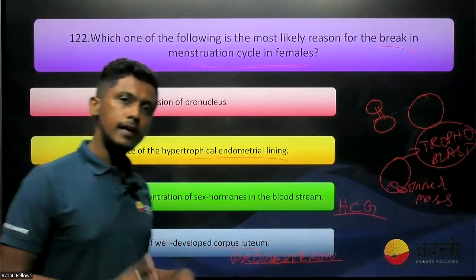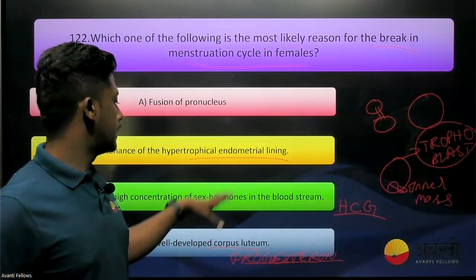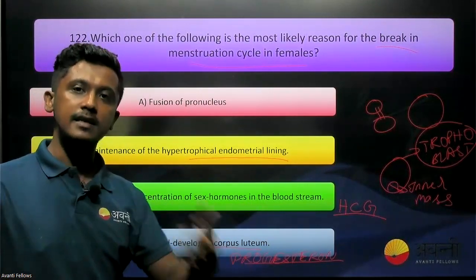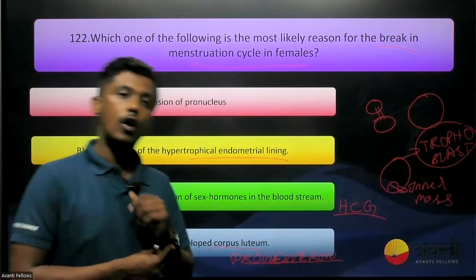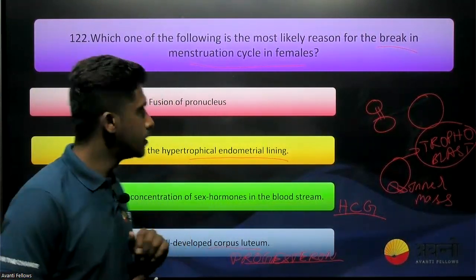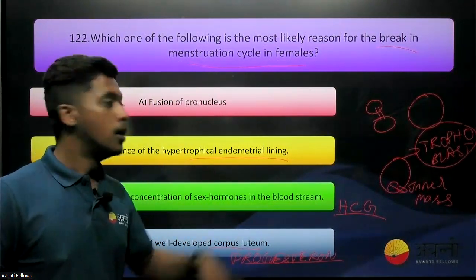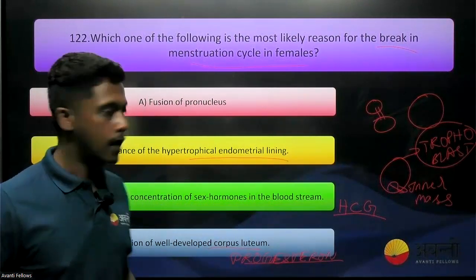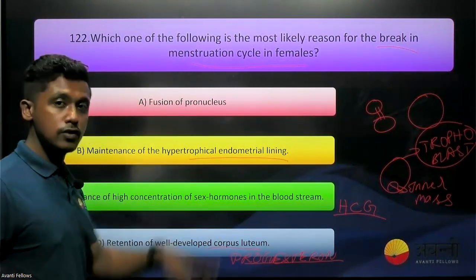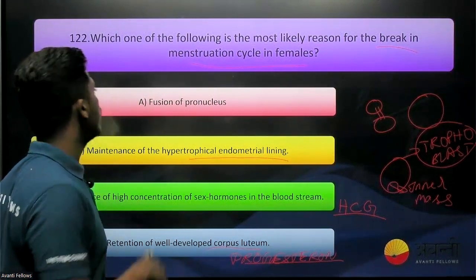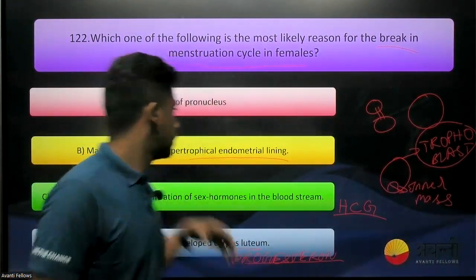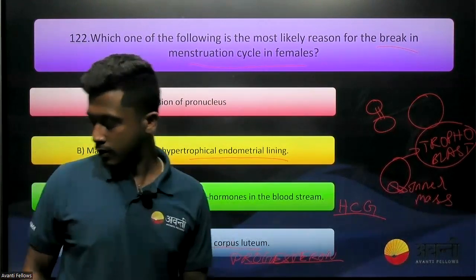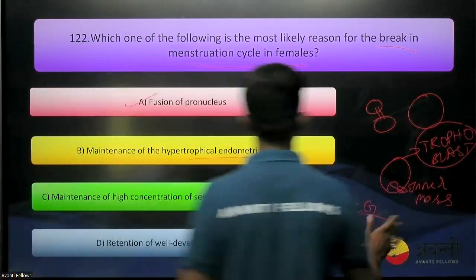So when the endometrium lining maintenance is taking place, and your corpus luteum is continuously producing progesterone, now what else happens? Other hormones are also released, which help in the proliferation of the cells of the blastula. So here, to stop the menstrual cycle, what should happen? Fusion of pronucleus has to take place. Once the fusion of pronucleus has taken place, that will lead to the following events. Okay, next one.